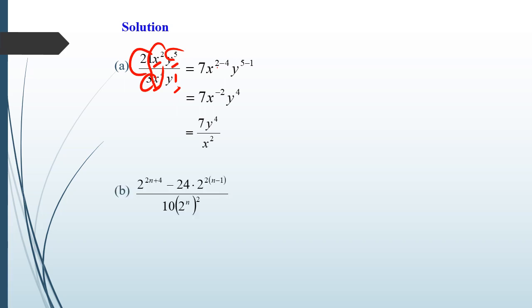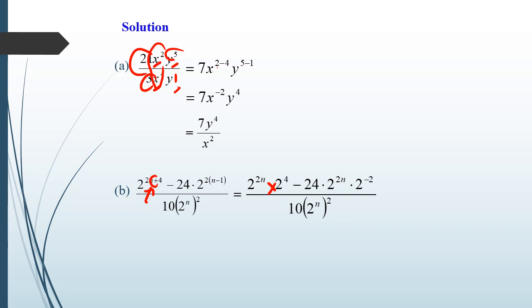For question B, we have 2 to the power of 2n plus 4 minus 24 multiplied by 2 to the power of 2n minus 1, and we divide by 10 multiplied by (2 to the power of n) all squared. Applying the rule of indices, this addition can be changed into a multiplication between the two same bases.